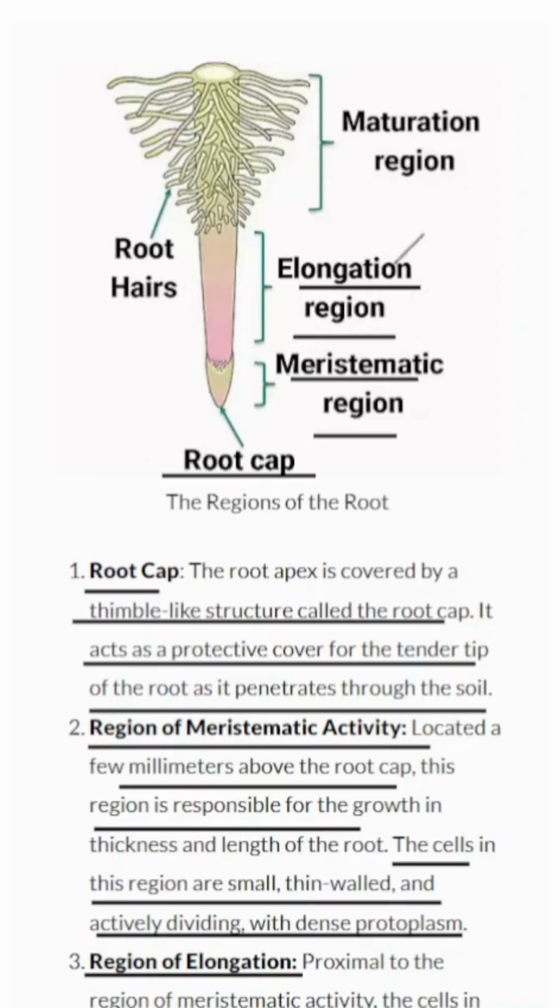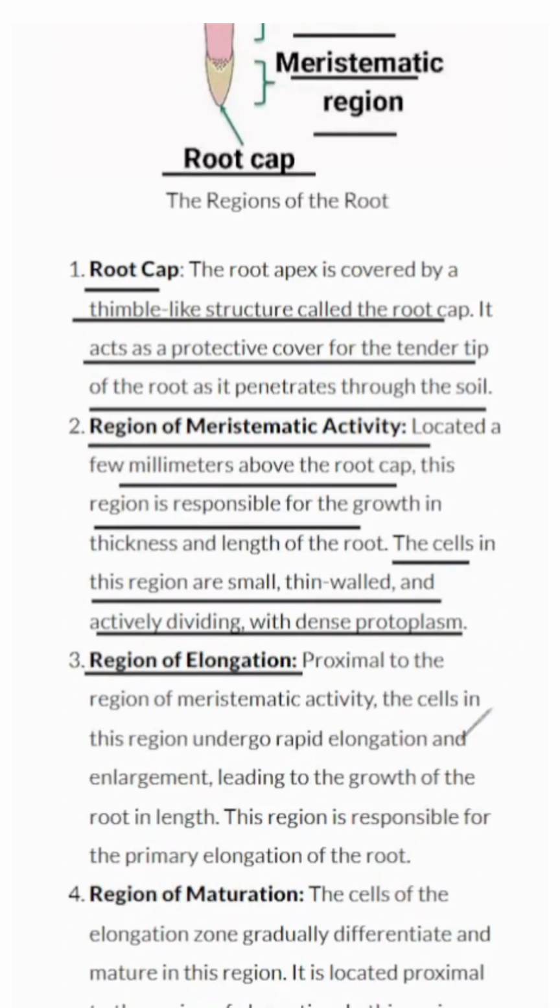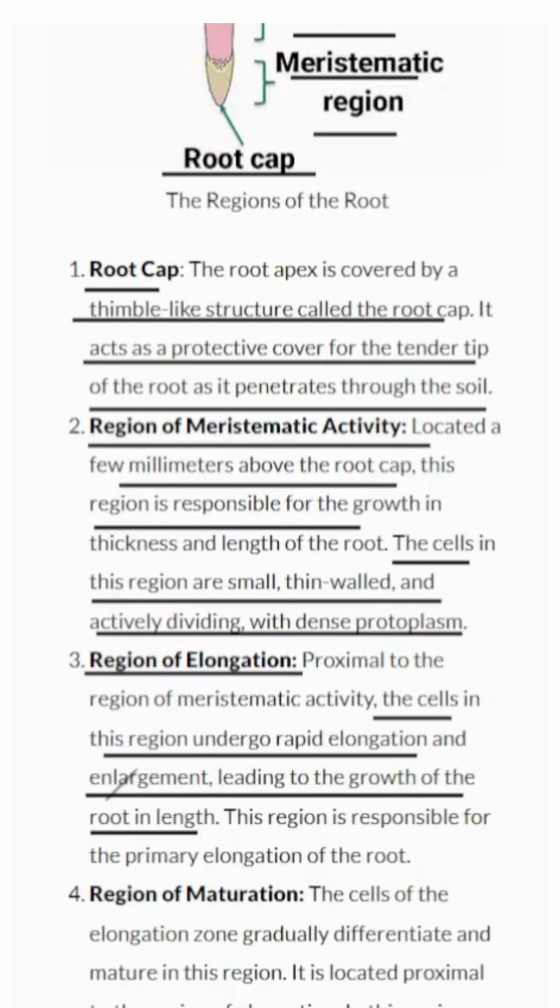Here, the cells are on a mission to stretch and enlarge rapidly. This stretch leads to the primary elongation of the root. It's like the root is reaching out to explore new territories, inching its way through the soil.